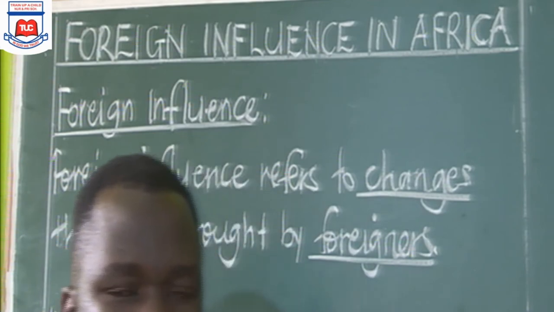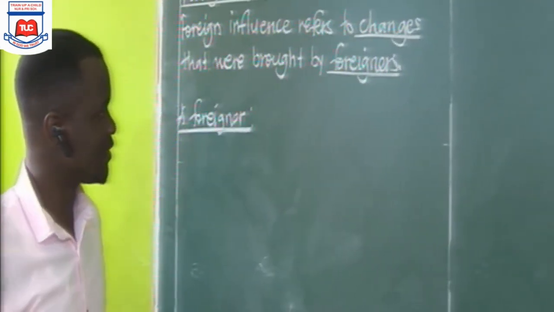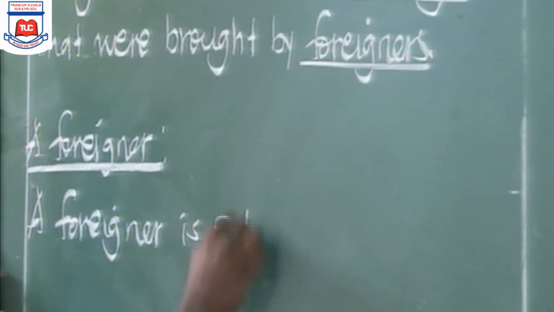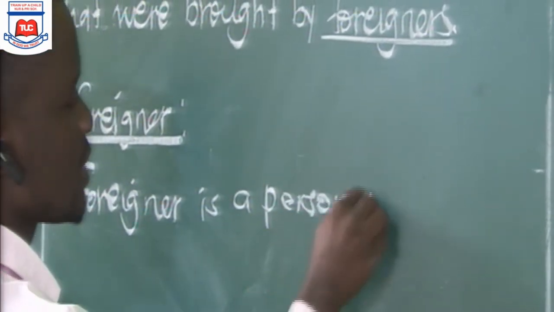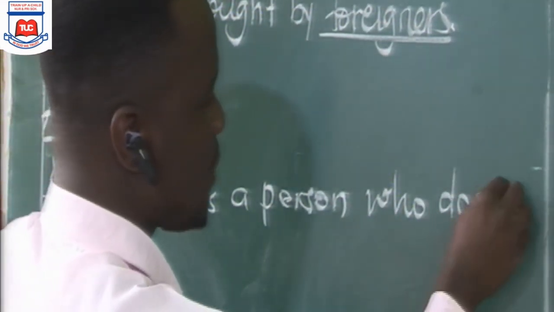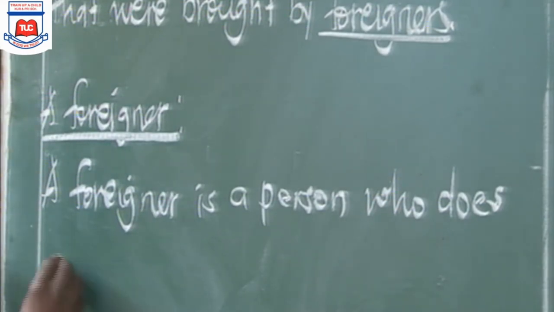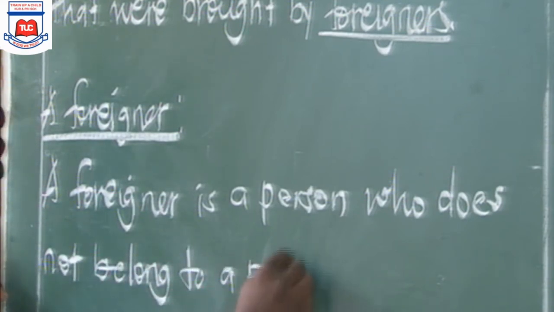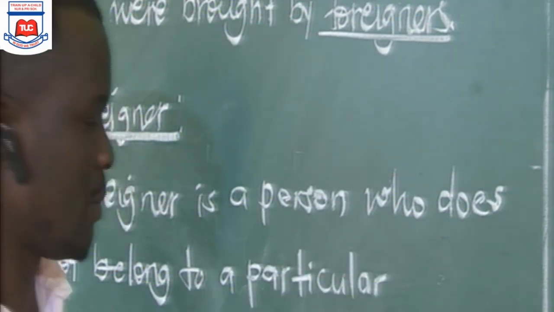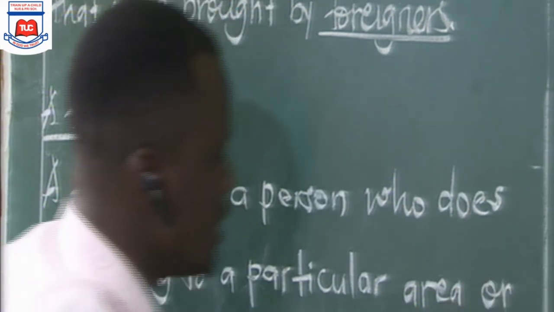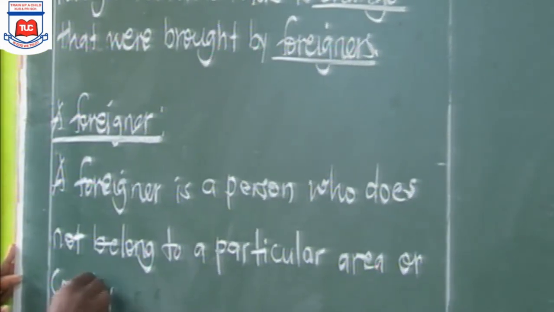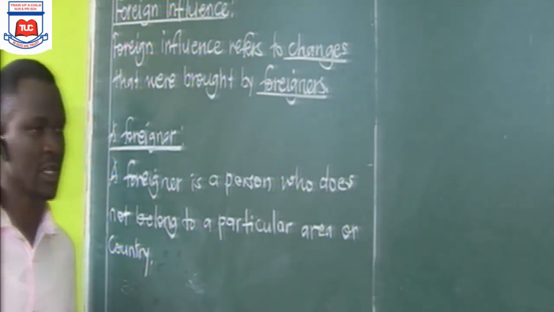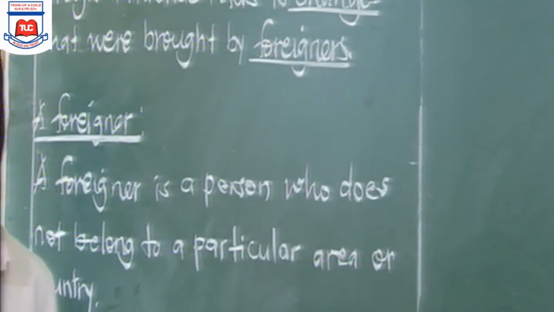So when you are asked a question, who is a foreigner? The simplest way of defining a foreigner, you say a foreigner is a person who does not belong to a particular area, or it can be a country. So that person who does not have that legal belonging to that area or that country or that continent, whichever the area, is the person that we shall call a foreigner.